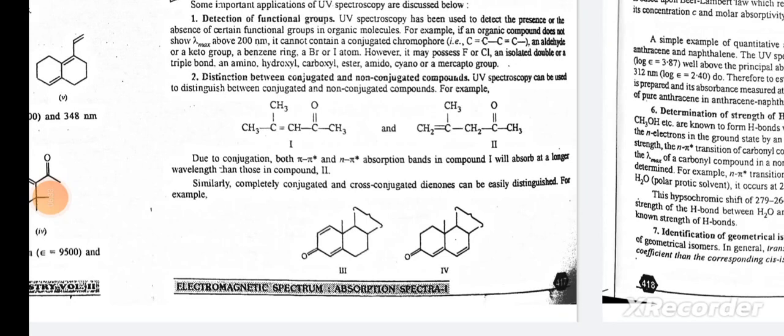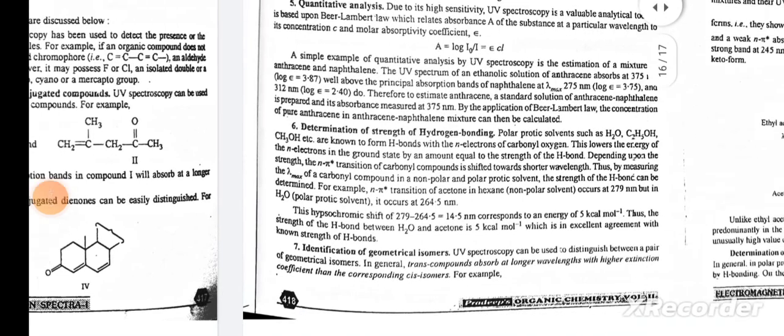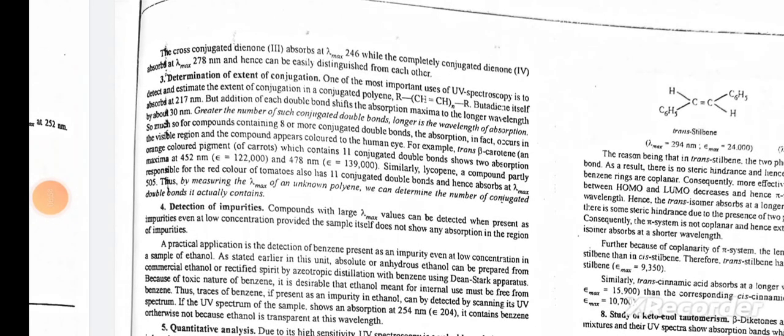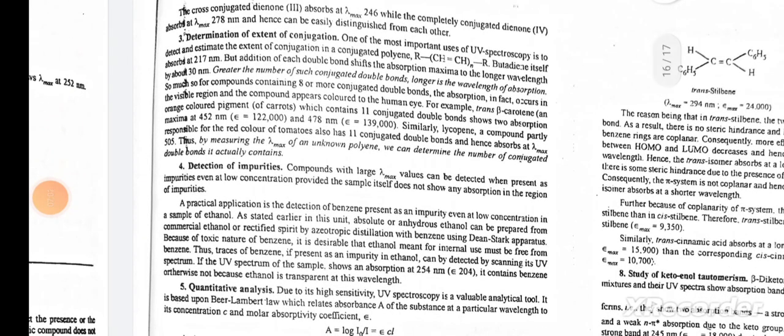For example, due to conjugation, both pi to pi star and n to pi star absorption bands in compound I will be observed at a longer wavelength than those in compound II. Similarly, completely conjugated and cross-conjugated dienones can be easily distinguished. For example, the cross-conjugated dienone is observed at one wavelength, while the completely conjugated dienone is observed at 278 nm, and hence they can be easily distinguished from each other. Determination of extent of conjugation.